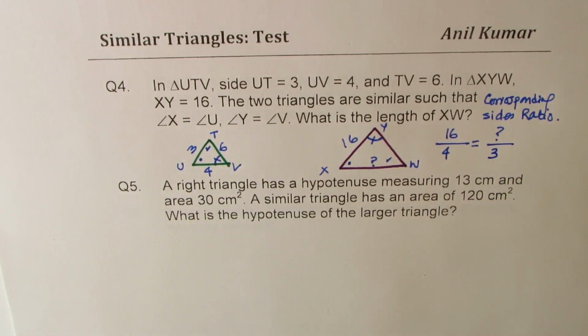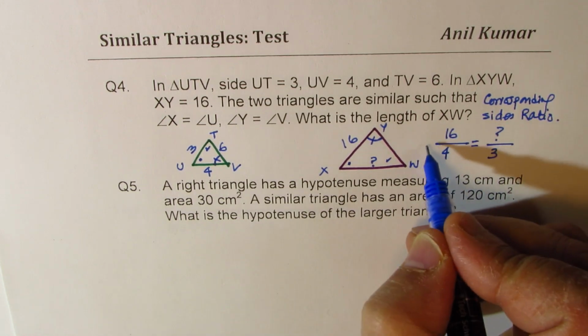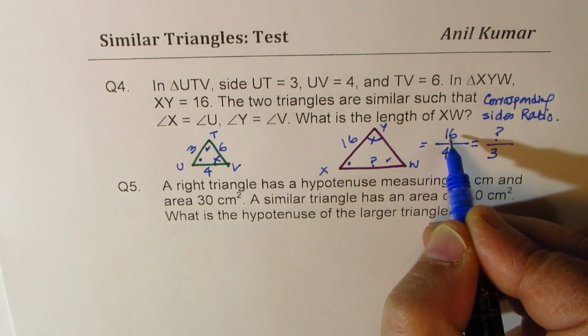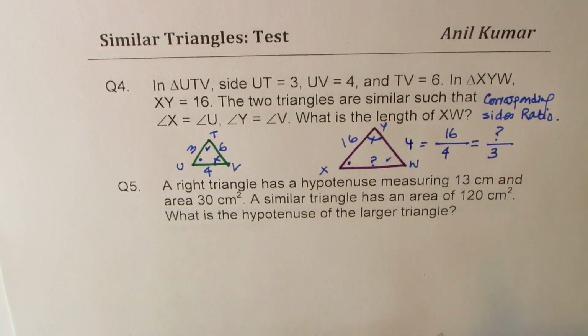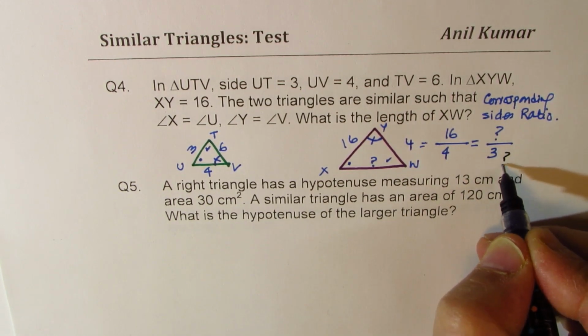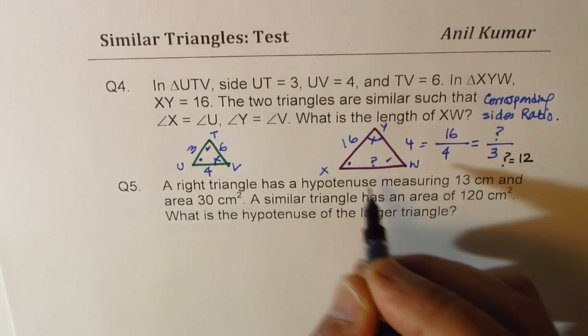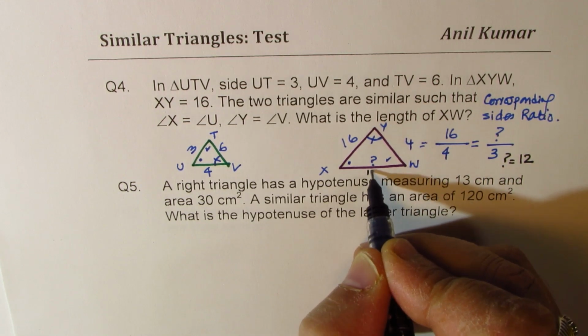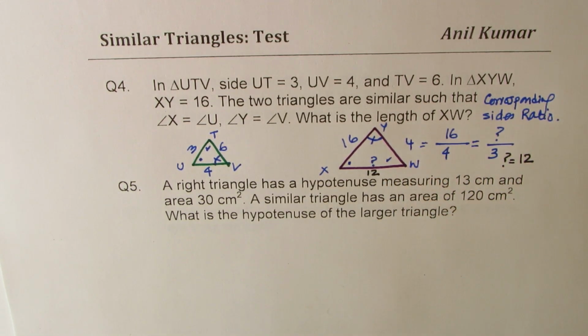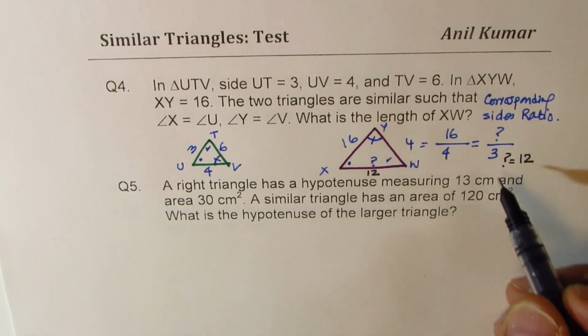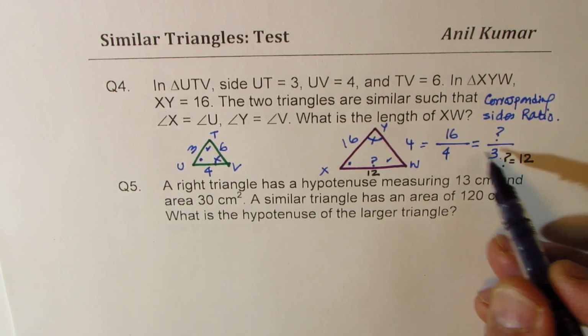So that is how you are going to solve it. The scale factor here is 16 divided by 4, which is 4, and therefore you get your solution that this unknown side is equal to 4 times 3, right? Or 12. So this side here is 12. Is that clear to you? Perfect. So that is how you should be solving it. Just cross multiply and solve.